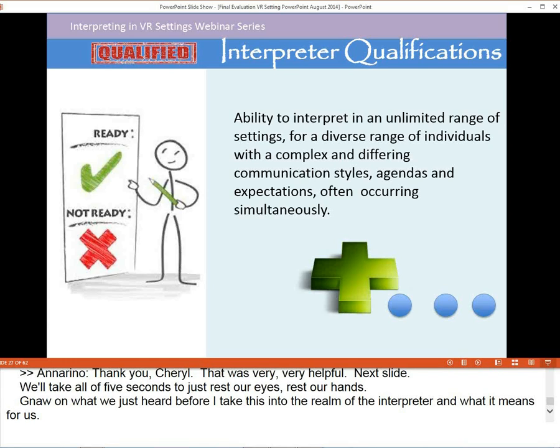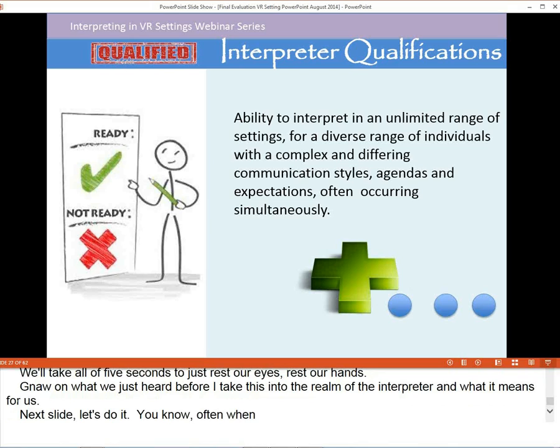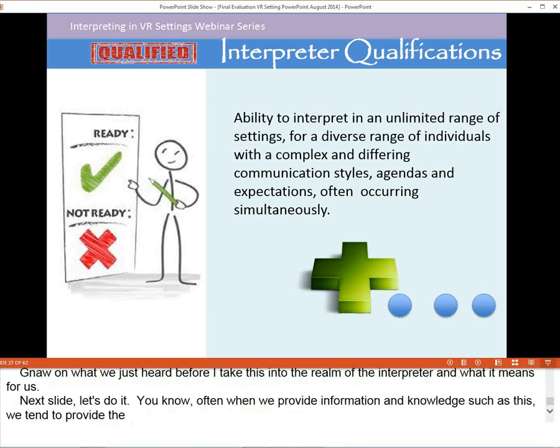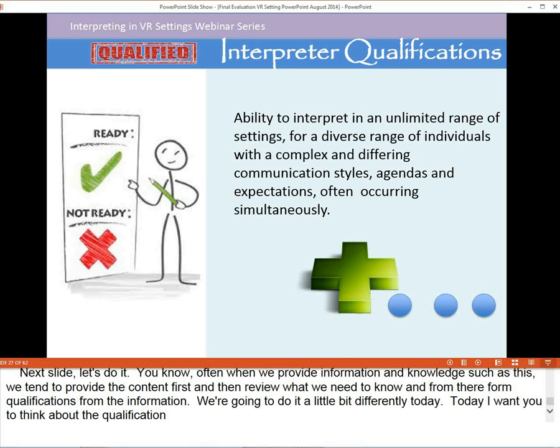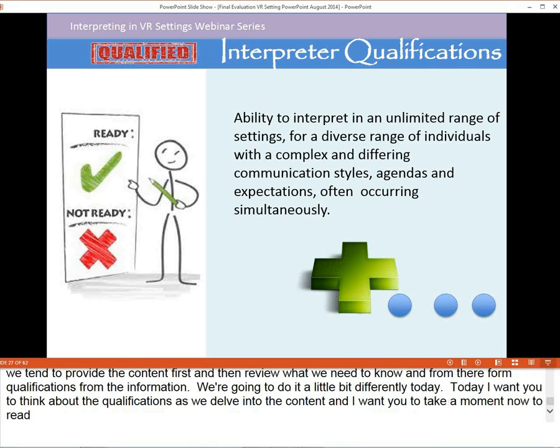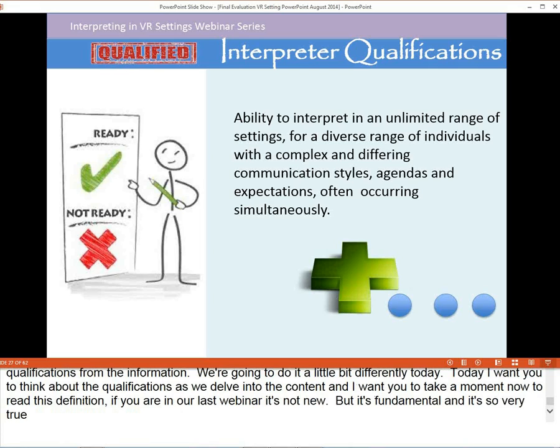Okay. Often, when we provide information and knowledge such as this, we tend to provide the content first and then review what we need to know, and from there form qualifications from the information. We're going to do it a little bit differently today. Today I want you to think about the qualifications as we delve into the content. And I want you to take a moment now to read this definition. If you were in our last webinar, it's not new, but it's fundamental and it's so very true. Take a moment.